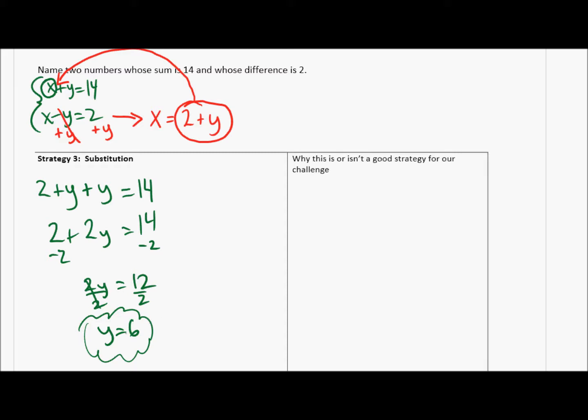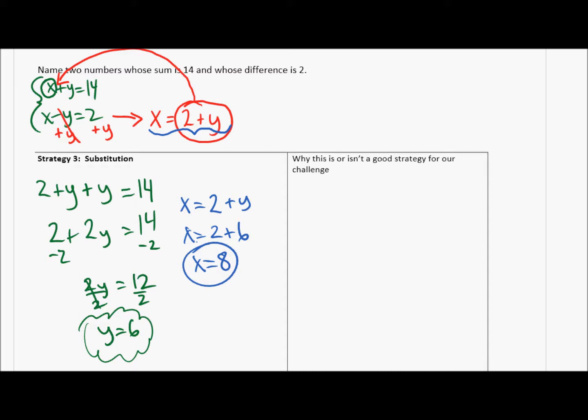Okay, but now that we found y, we still have to go back and find x. And here's one of the nice things about substitution, is if you take the place where you had one of the variables isolated and use that to solve for the other variable, it's always very easy to do. So we know y is supposed to be 6, so I just take this equation and say x equals 2 plus 6, so x equals 8.